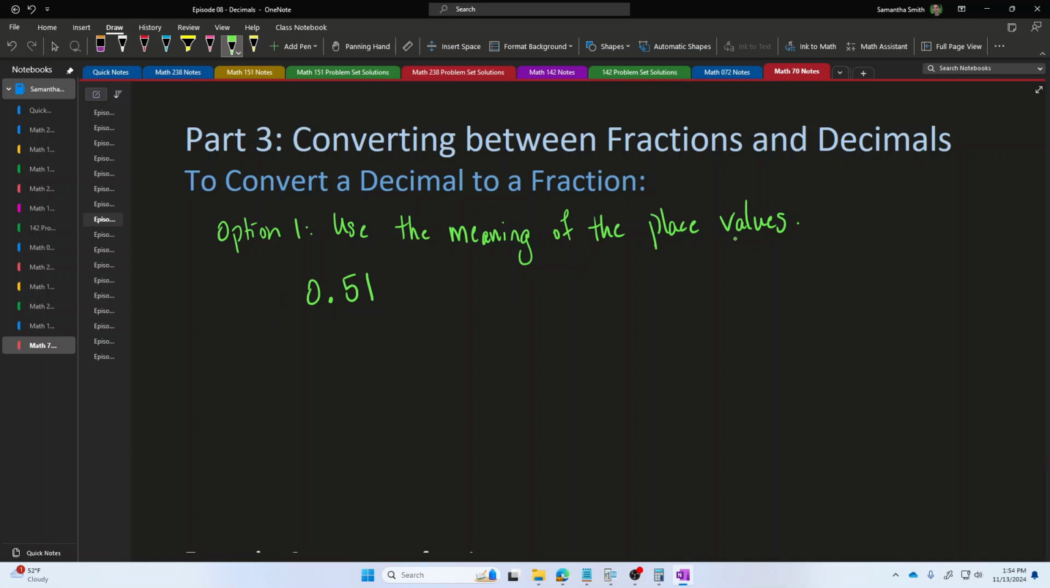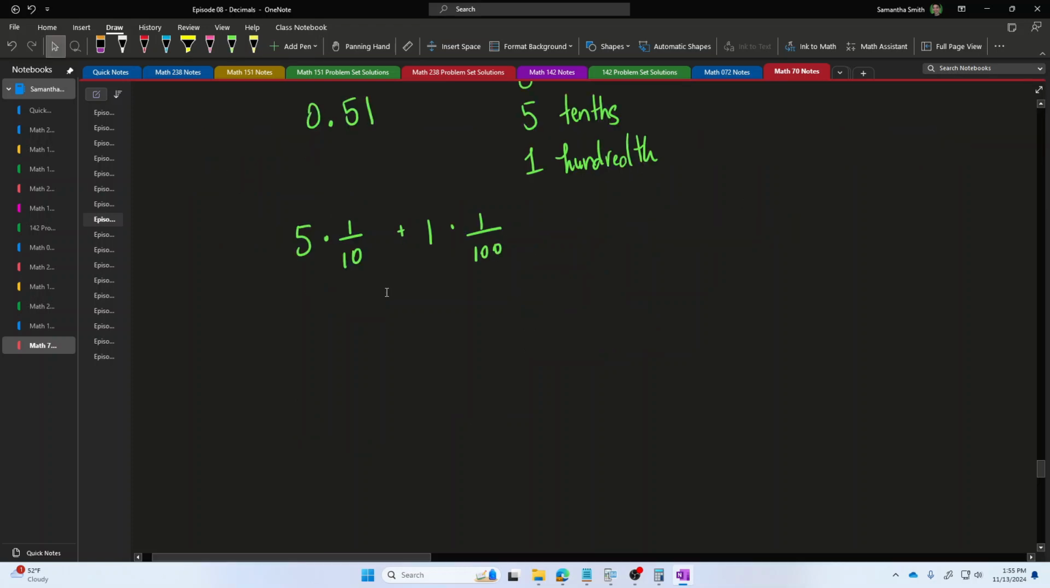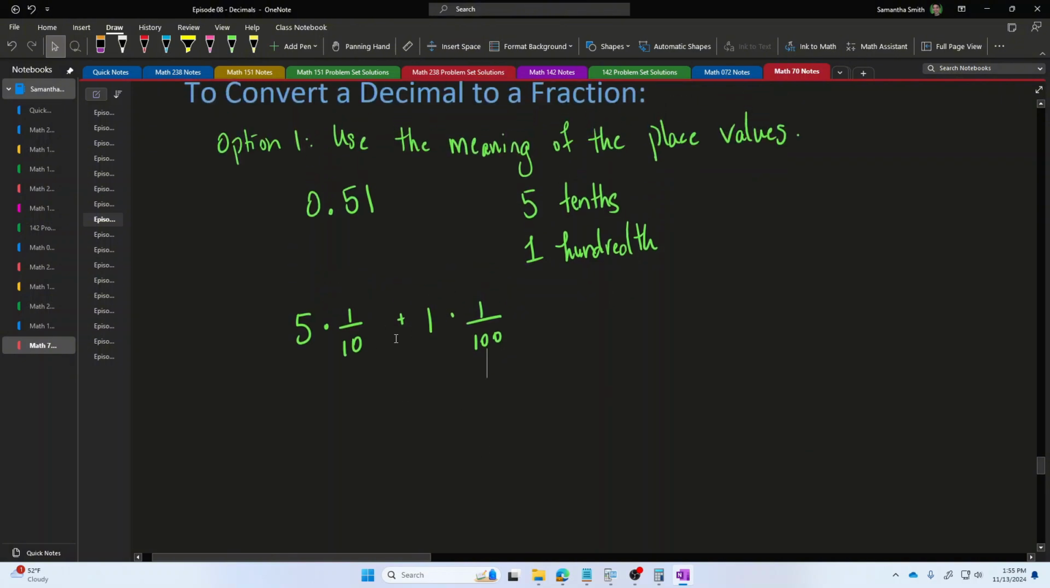I would use the fact that in the decimal number 0.51, the digit 5 is telling me that I have 5 tenths, and I also have 1/100th. In other words, I have 5 of 1/10, and I have 1 of 1/100th. If I just use the knowledge that I have about how to add and multiply together different fractions, then that'll give me a way to express this decimal number as a fraction.